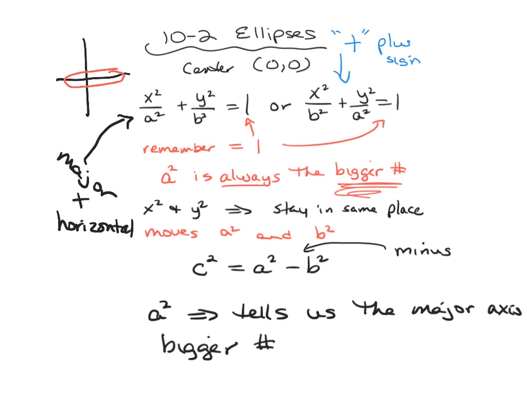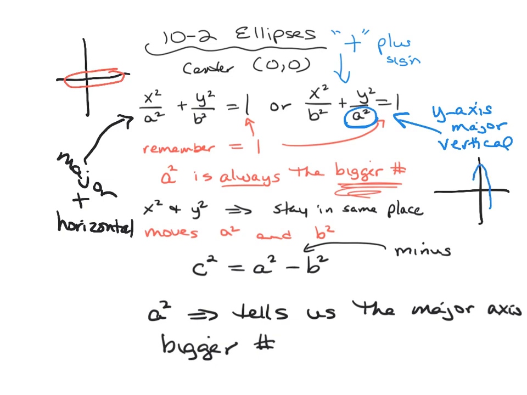Okay, over here, notice the a squared, which is the bigger number. This is going to tell me that my y-axis is major, or you could say that it's vertical. Pretty good on that so far? All right, so if I were to draw it, let me go ahead and give you guys a graph. So then your graph would look like this. Your oval shape would be longer up and down or vertically.